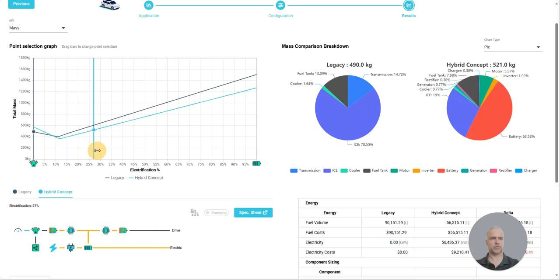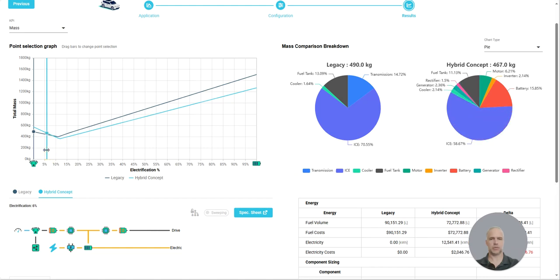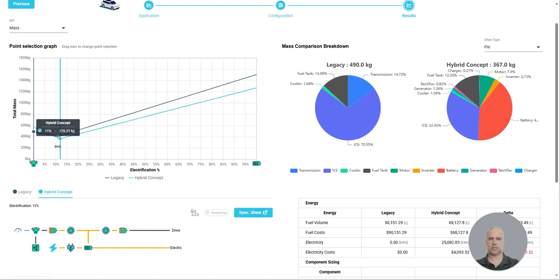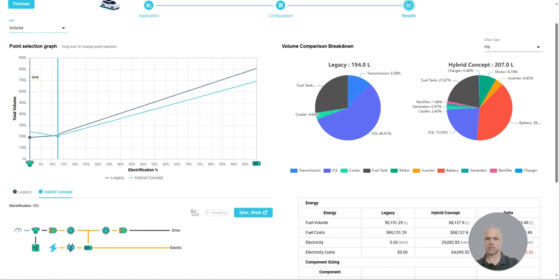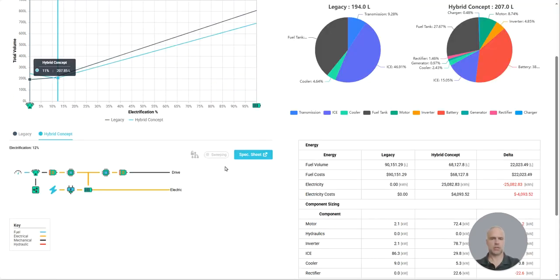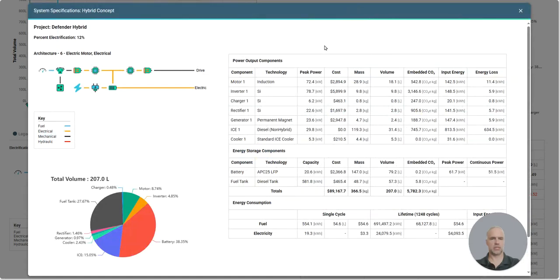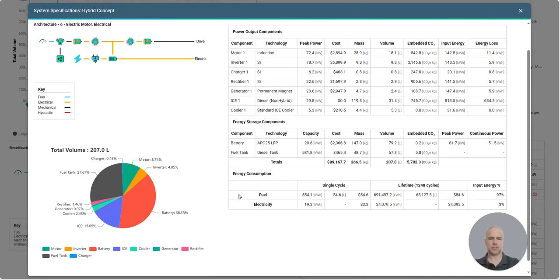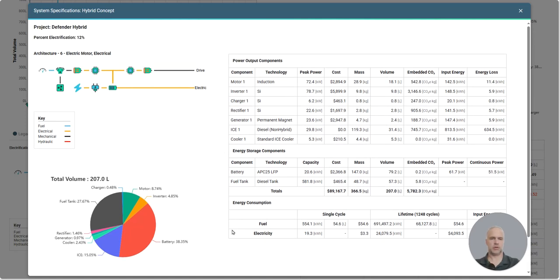As you move along, you can see how the battery grows, electrification components grow to hit this optimum point here. I think that's going to be our solution. Increases slightly in volume. It's best overall. Hybrid. This is the details. This is the sizing details and the resultant cost, mass, volume from these sizing. This is the energy consumption over the life cycle that we defined. So this is our solution.